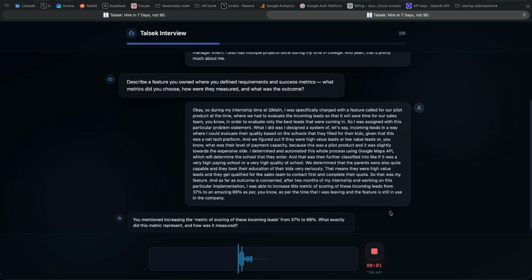This metric particularly represents the leads that were coming in and how much we could even evaluate. There would be so many schools that did not have, let's say, a rating or a description because they were very interior or did not have much information. So this metric represented that out of the 100 leads, let's say, that we would get in a day, the number of leads that we could assign a score to, which could be any of these, be it a high value lead, a medium value lead, a low value lead, or a null value.